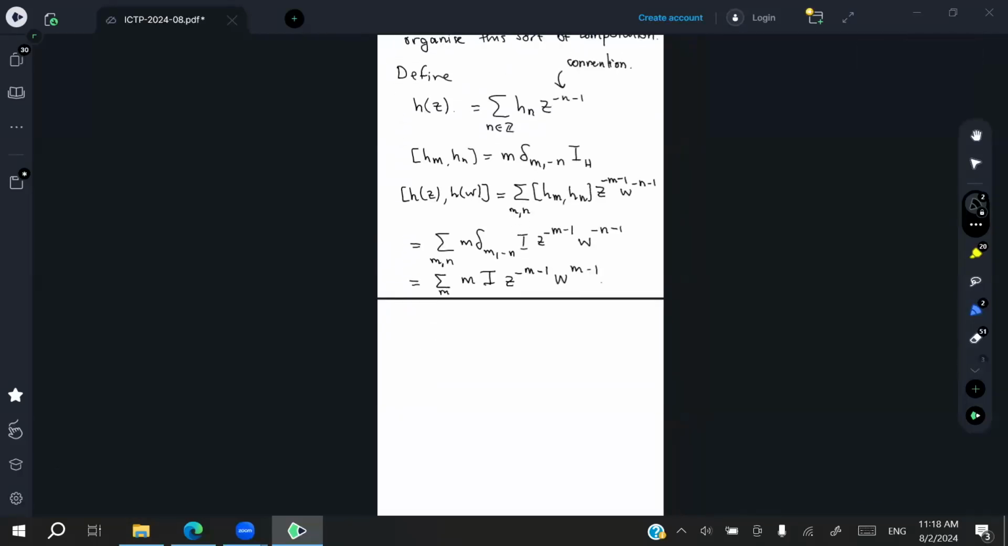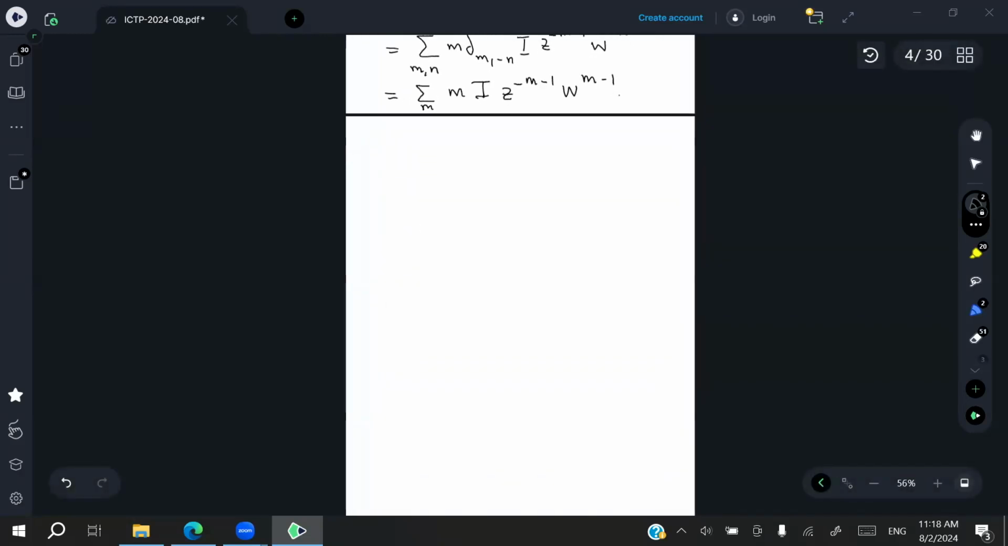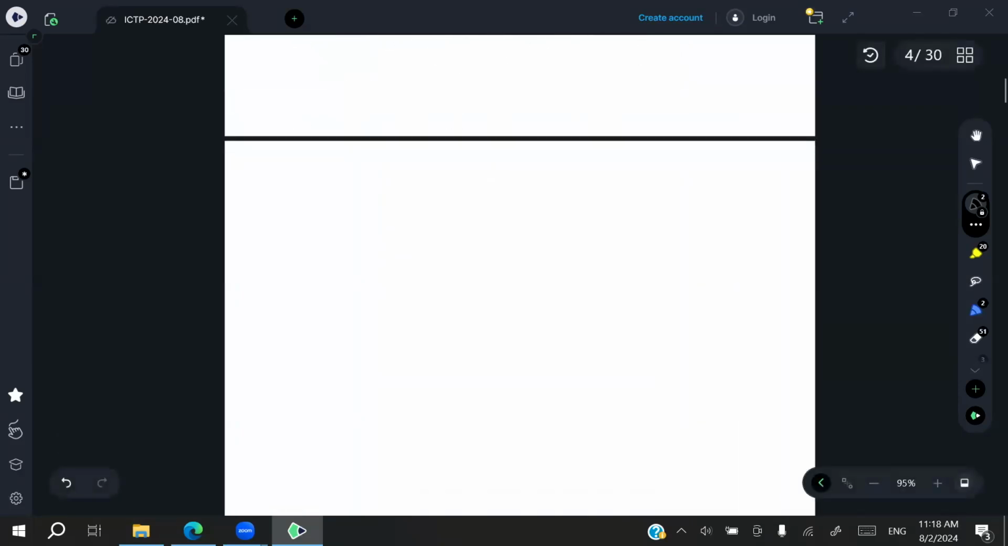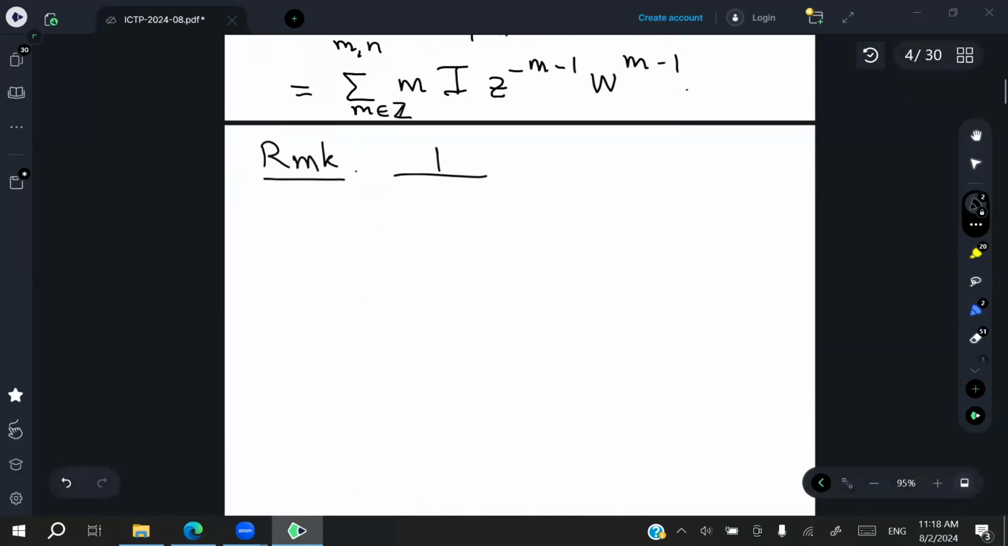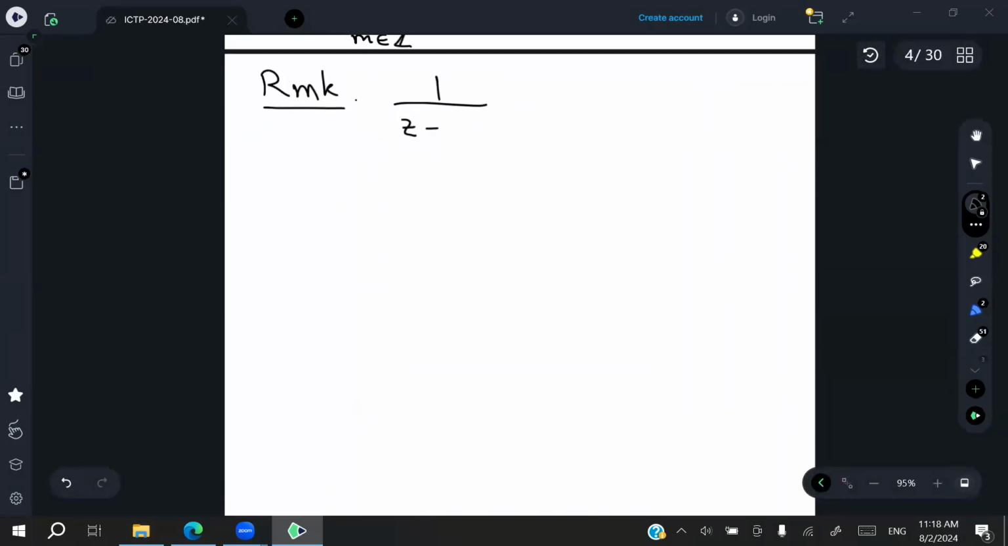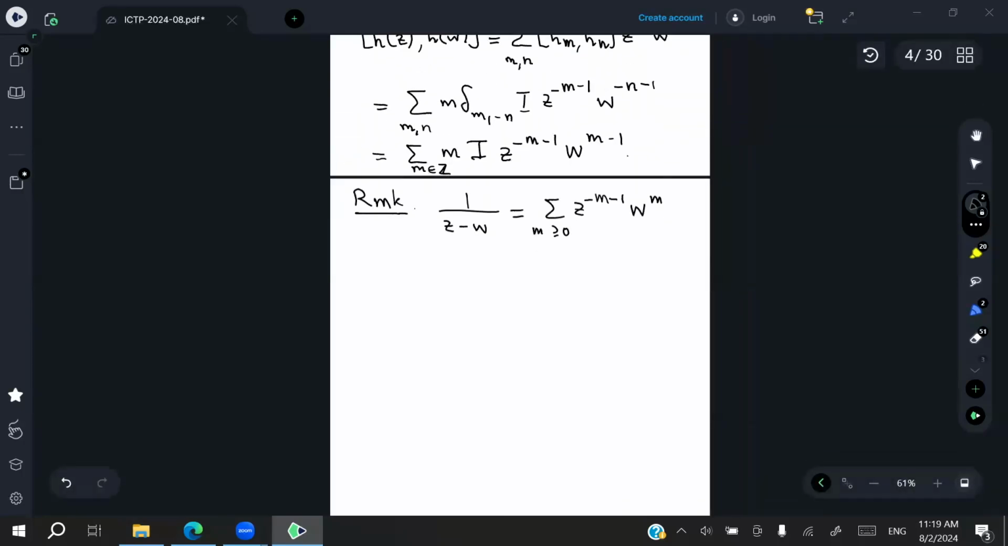So what kind of power series do we have here? Well, the sum runs over all the integers. So let's remark, it looks a bit like a geometric series, though, if it were a sum over positive integers. So let me explain that. If we took the power series expansion of 1 over z minus w, we would get something that looks more or less like half of this sum, right?